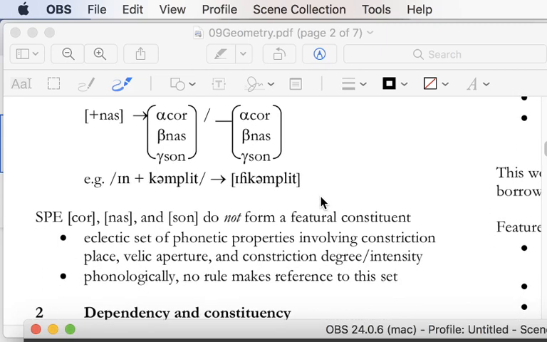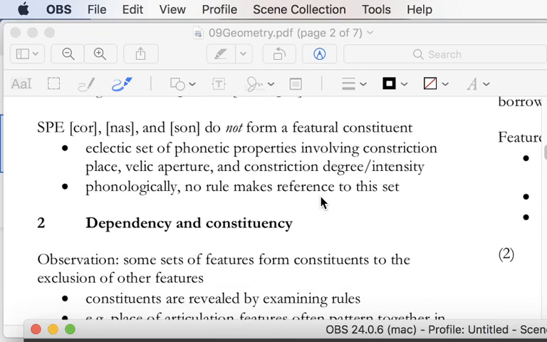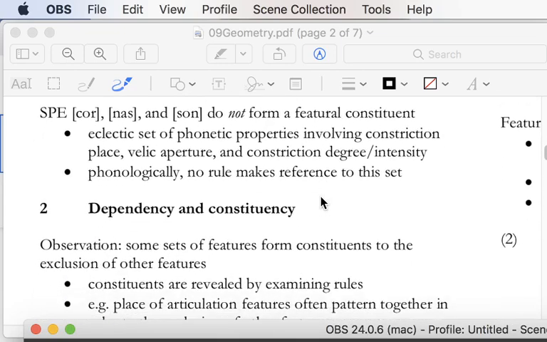Here are some reasons for thinking about why. Before we even come up with a theory of feature geometry, why aren't coronal, nasal, and sonorant a useful featural constituent? Well, phonetically, physically, with regard to what your vocal tract is doing, this is an eclectic set of phonetic properties that have nothing in common, right? One of them involves where the constriction is in your vocal tract. One of them involves whether or not your velum is raised or lowered to couple your oral and nasal cavities.